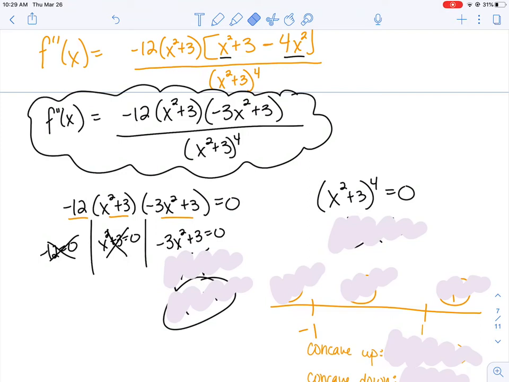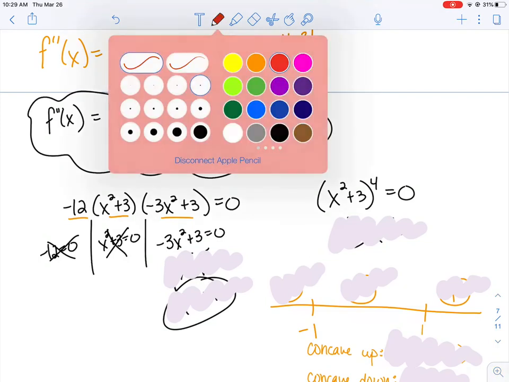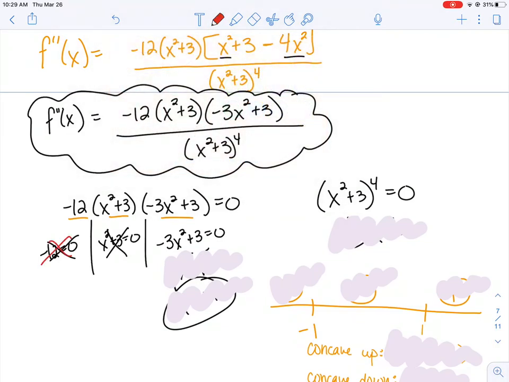When I set the negative 12 equal to 0, that part doesn't make sense and goes away. When I set my x squared plus 3 equal to 0, if you subtract the 3 from both sides and you try to square root, you're now square rooting a negative number, which are imaginary numbers, and we're not dealing with imaginary numbers on these problems, just the real number system. So that part also goes away.